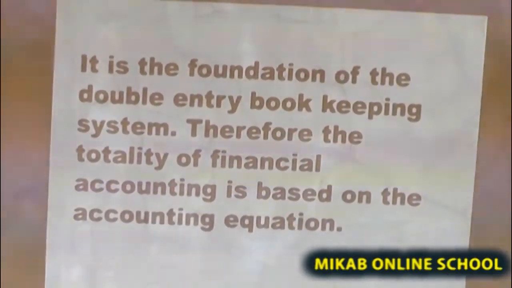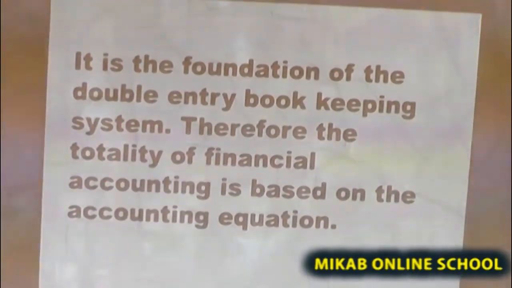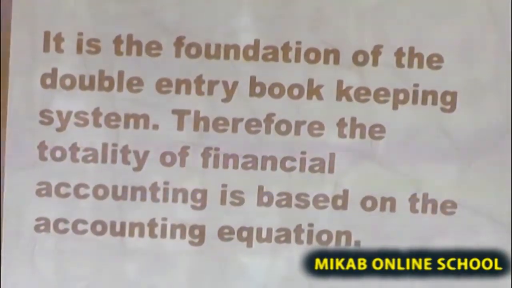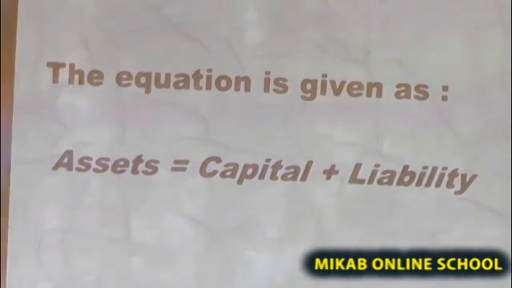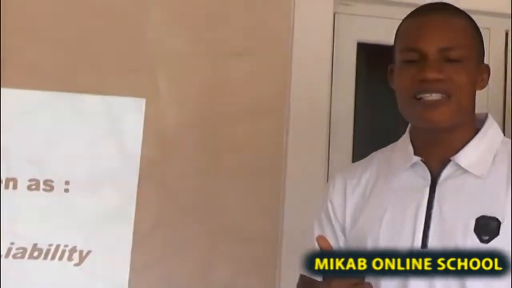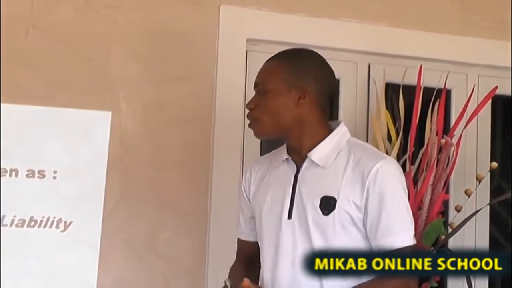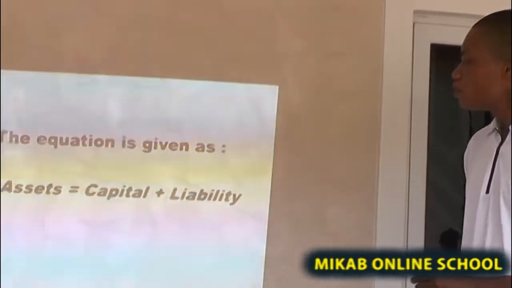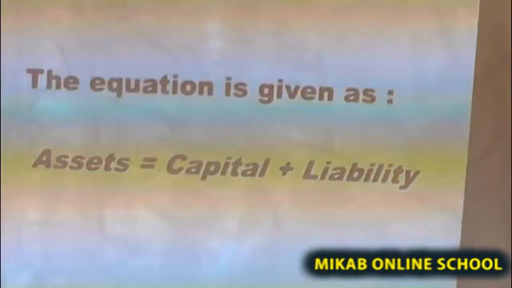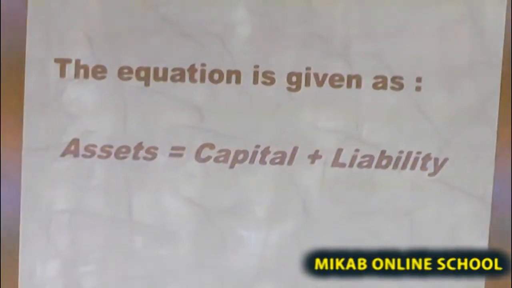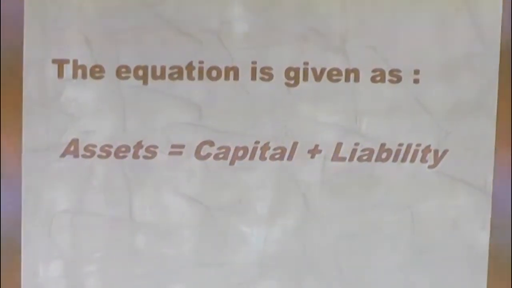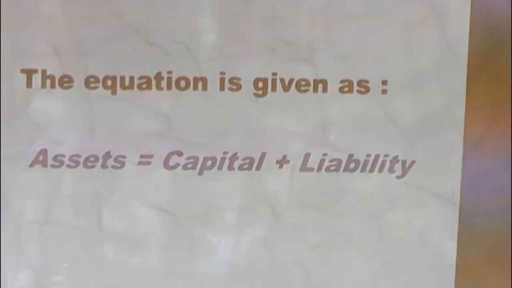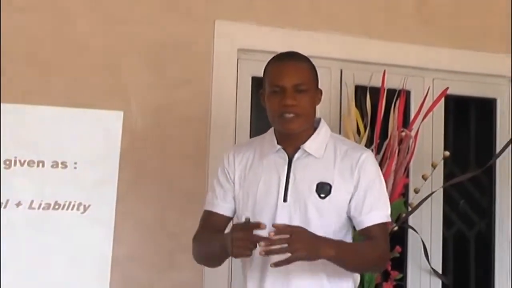Now, we said it is the foundation of what? The double entry principle. Therefore, the totality of financial accounting is based on the accounting equation. If you are going to understand financial accounting, you must understand the basis, which forms the double entry principle, and thereafter the equation. Now, let us take a look at the equation. The equation is assets is equal to capital plus liability. Assets is equal to capital plus liability. Let us see what assets, capital, and liability are all about.